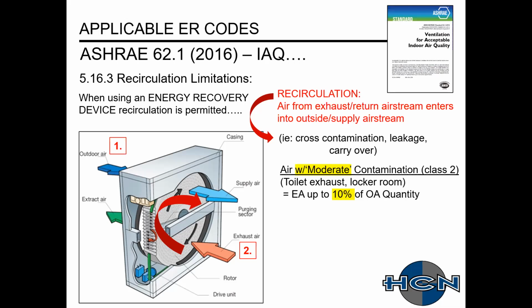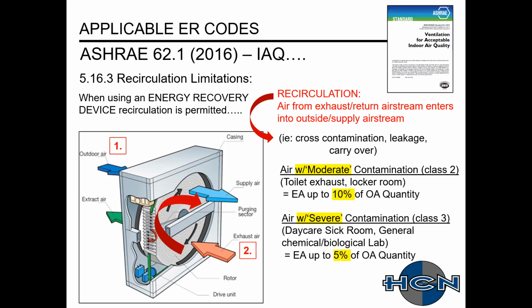And then just what ASHRAE allows for recirculation is air that's considered to be moderate contamination, or class 2. This is from toilet exhaust and locker rooms as an example. The exhaust air quantity can be up to 10% of the outside air quantity.